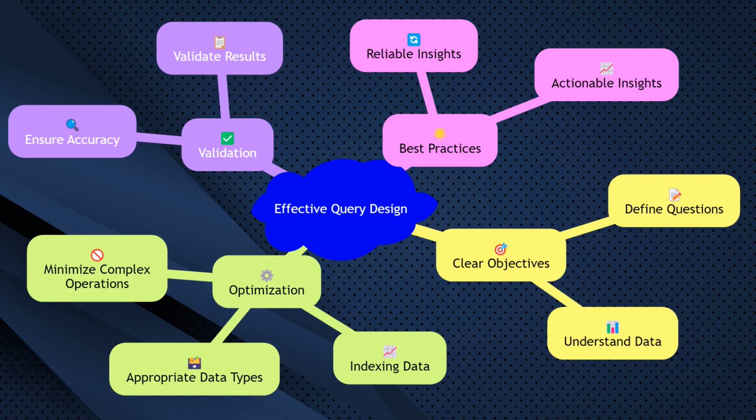Designing effective queries involves understanding the data and the questions that need to be answered. It's important to define clear objectives for each query and to ensure that the queries are optimized for performance. This may involve indexing data, using appropriate data types, and minimizing the use of complex operations. Additionally, it's crucial to validate the results of queries to ensure accuracy. By following best practices for query design, teams can ensure that their queries provide reliable and actionable insights.